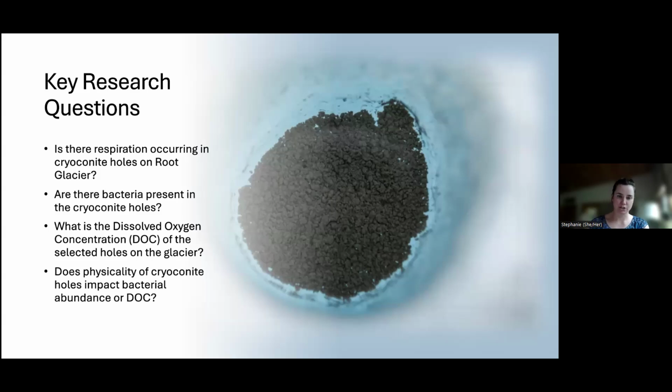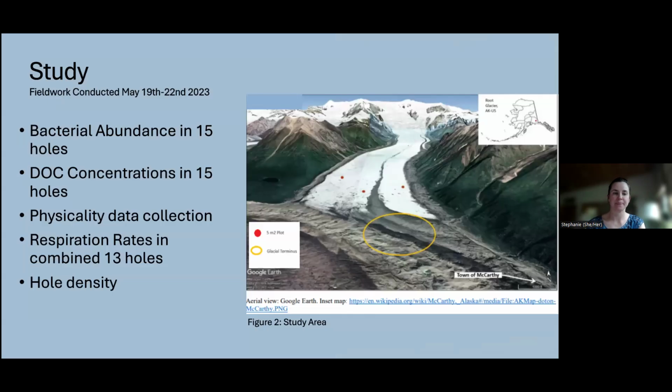My key research questions for this study were: is there respiration occurring in the cryoconite holes on Root Glacier? Are there bacteria present in these holes? What is the dissolved organic carbon of the selected holes on the glacier? And does the physicality of the cryoconite holes impact bacterial abundance or the DOC?